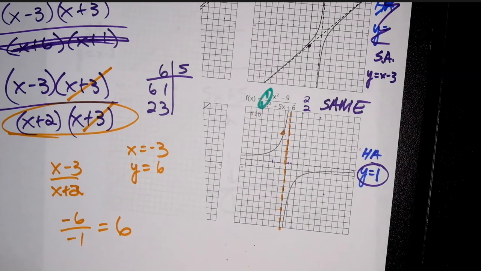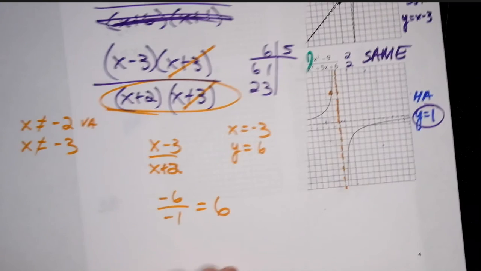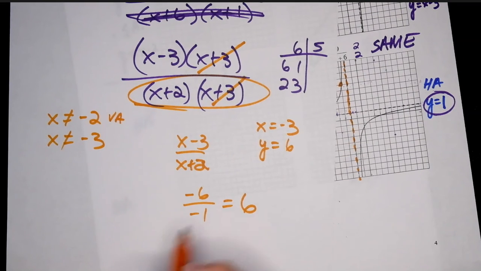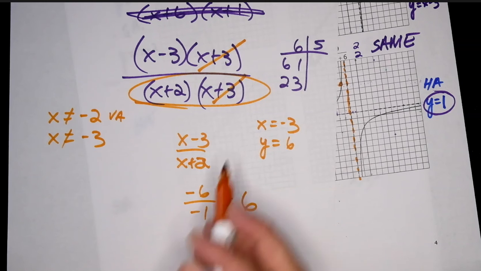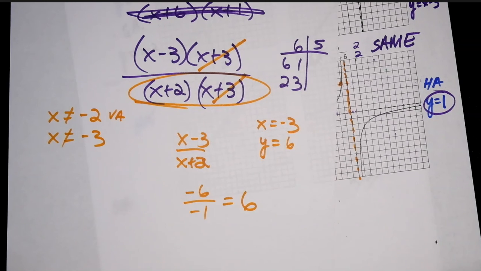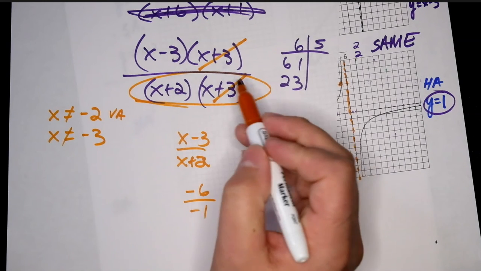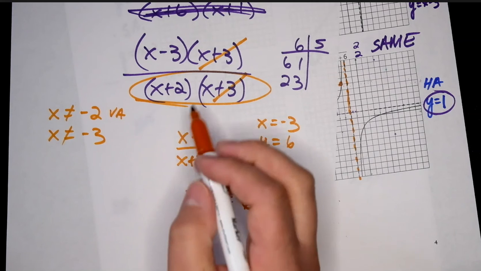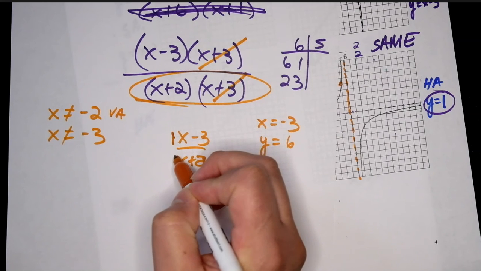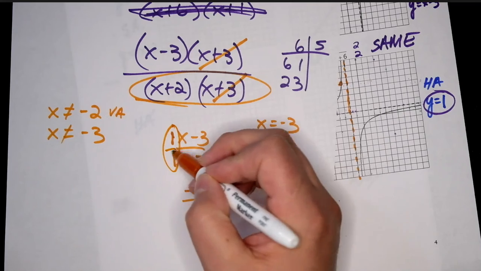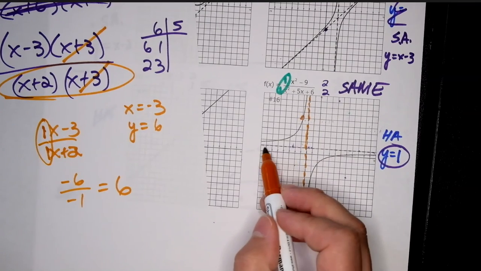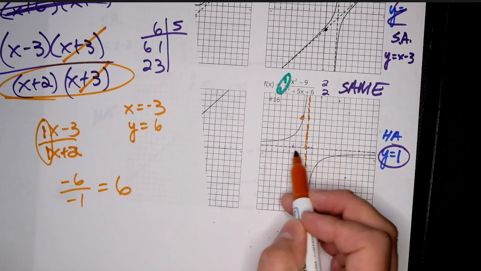All right, there was no slant asymptote here because notice the degrees are now the same. The degree of the numerator is the same as the degree of the denominator in our canceled out version, which means we're going to take the ratio of the coefficients. What is the ratio of the coefficients? It's going to be 1 over 1, which is 1, which goes like this.